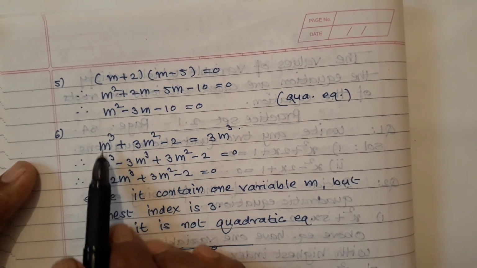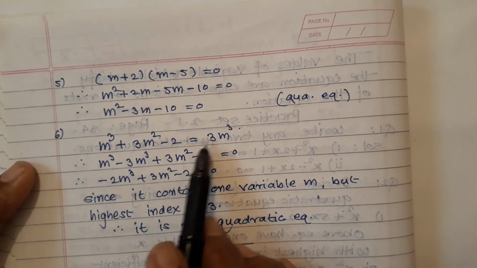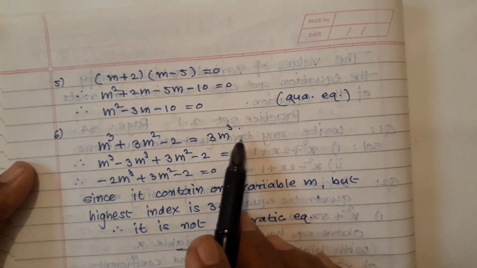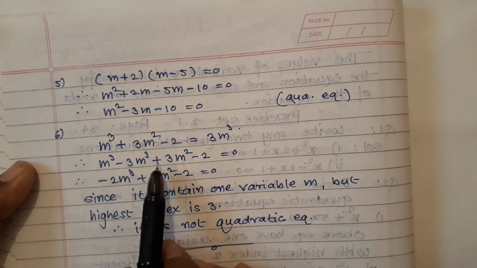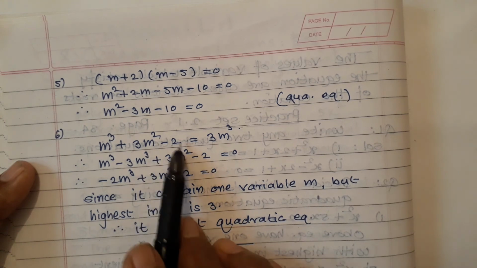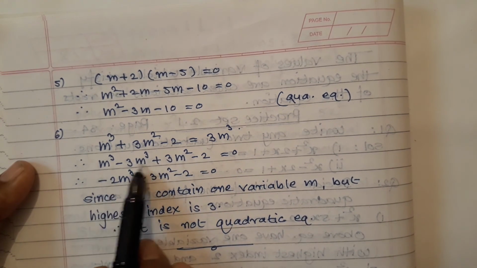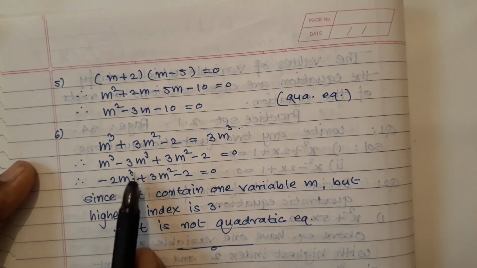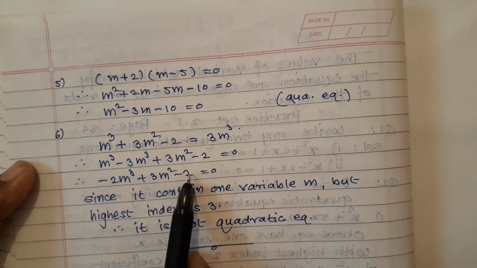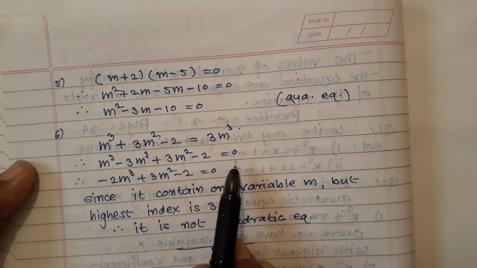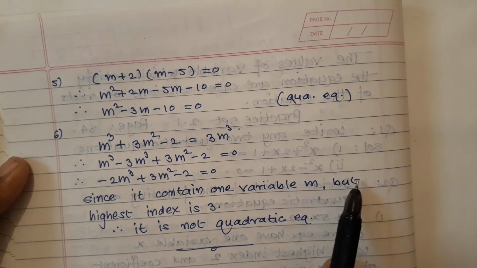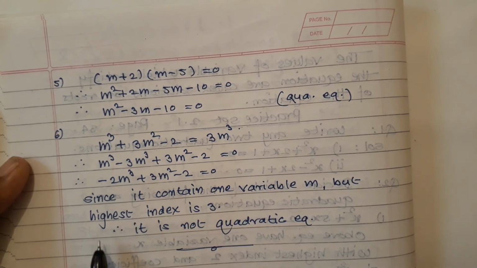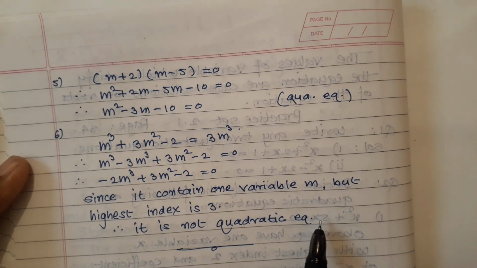Question number 6: m cube plus 3m square minus 2 is equal to 3m cube. Simplify this, you transfer on this side: m cube minus 3m cube plus 3m square minus 2 is equal to 0. Now these are similar terms, add or subtract this: minus 2m cube plus 3m square minus 2 is equal to 0. Now in this equation, since it contains one variable m but the highest index is 3, therefore it is not a quadratic equation.